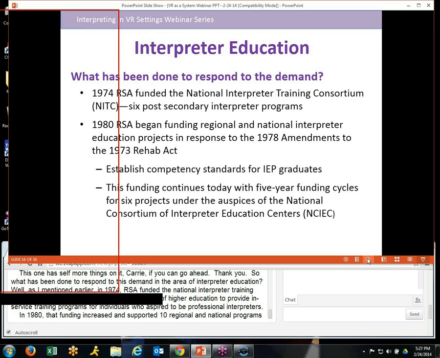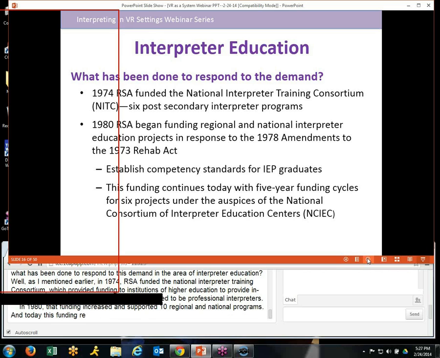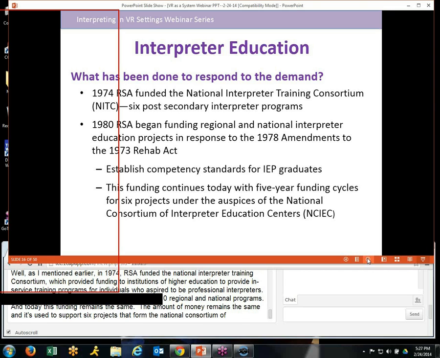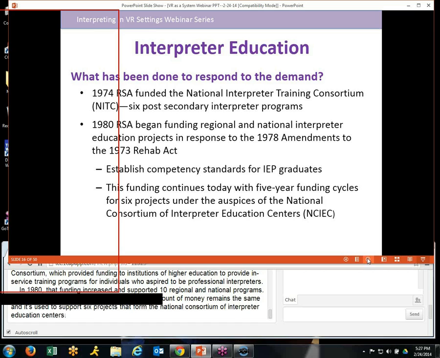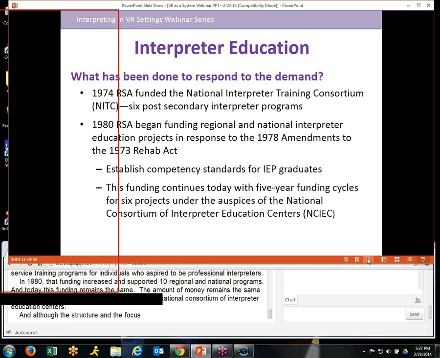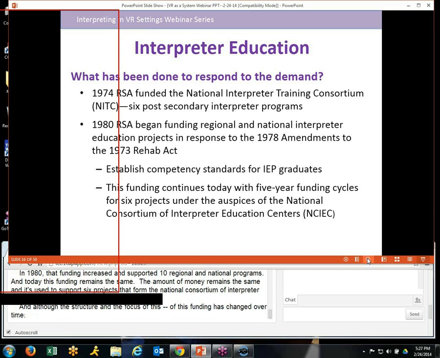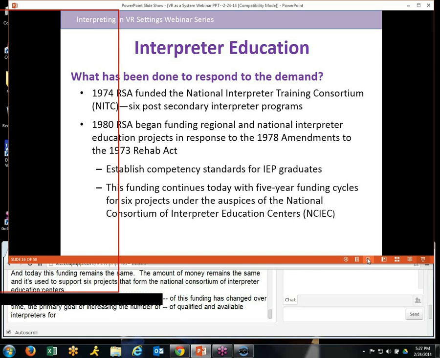And today, this funding remains the same. The amount of money is the same, and it's used to support 6 projects that form the National Consortium of Interpreter Education Centers. And although the structure and the focus of this funding has changed over time, the primary goal of increasing the number of qualified and available interpreters for deaf, deafblind, and hard of hearing individuals remains the same.